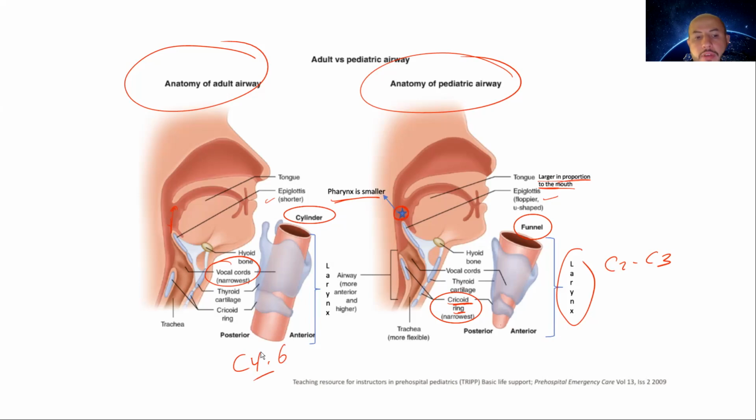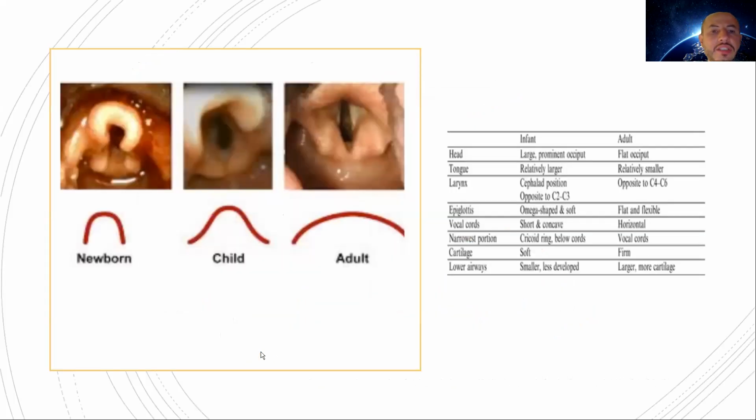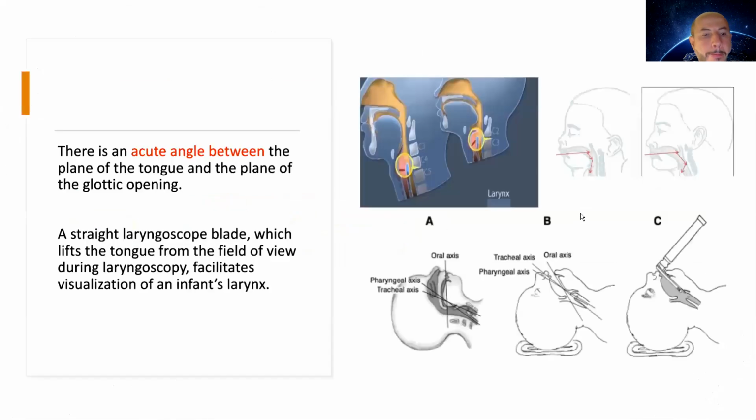Okay, very good. So let's see the beautiful images here. You can see in the newborn, it's more omega or U shaped, a little bit different in the pediatric age group, and then more flat in the adult age group. And here is the summary. You can read it. We already covered most of these.